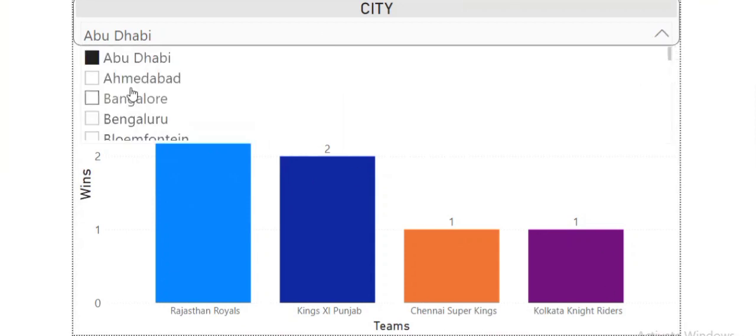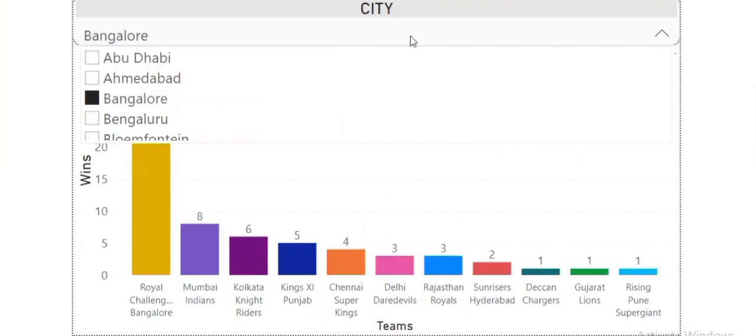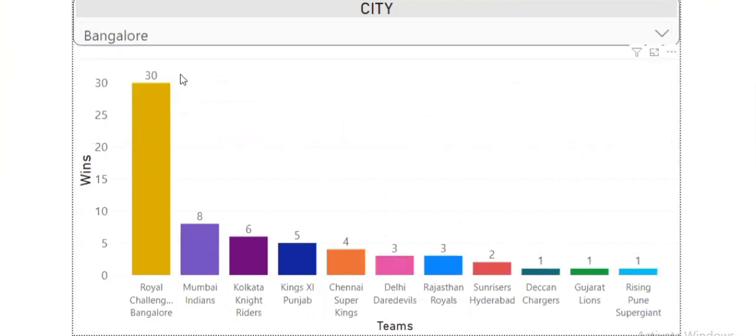Now let us move to Bangalore. Here we can see that RCB is doing very well. The second team is on 8 and RCB is on 30. You can see that this factor is also contributing to the winning of the match. Okay, now I'm moving to the next slide.